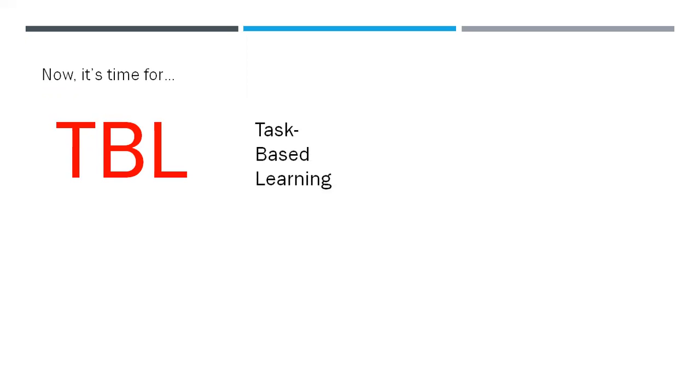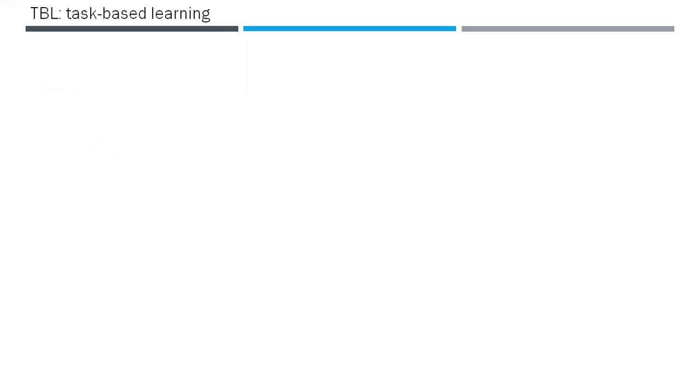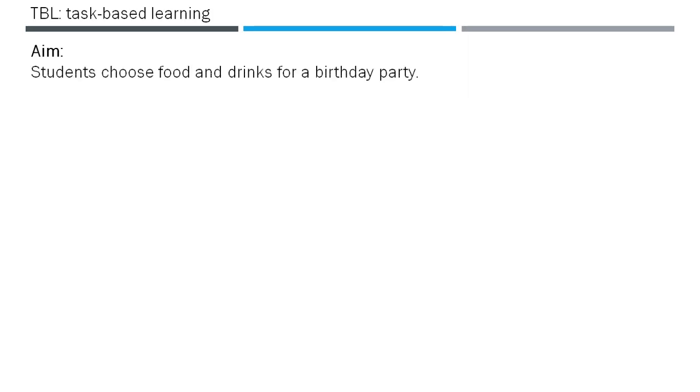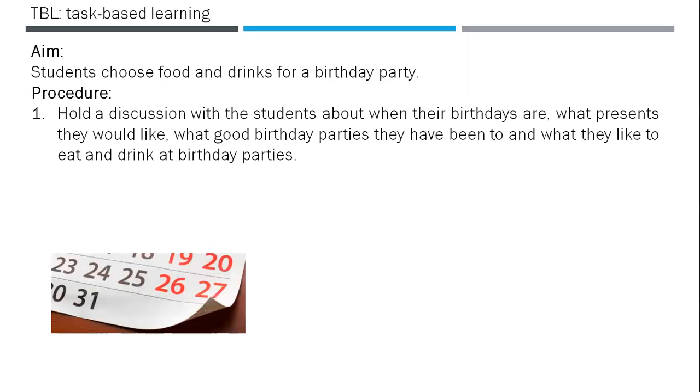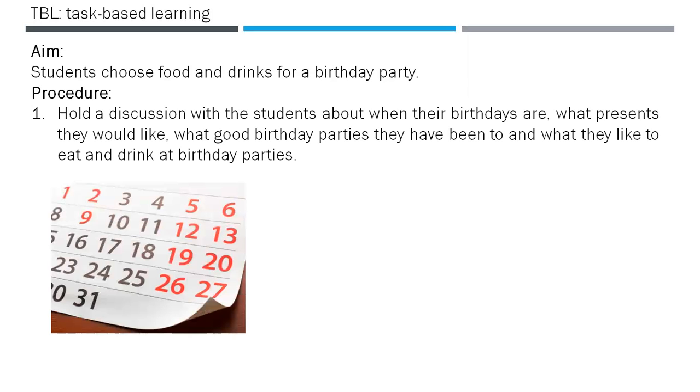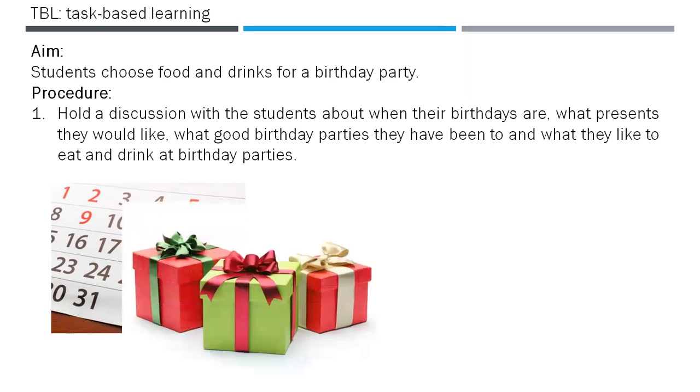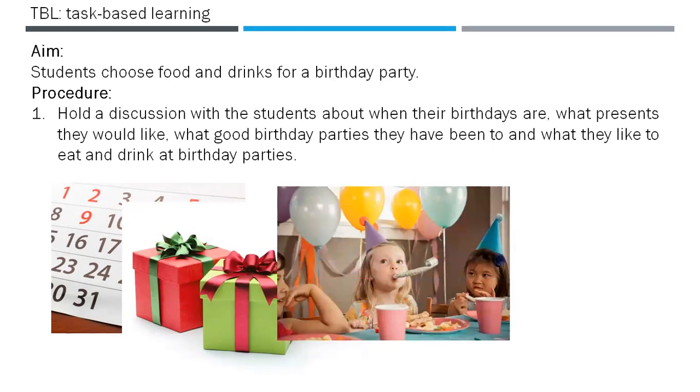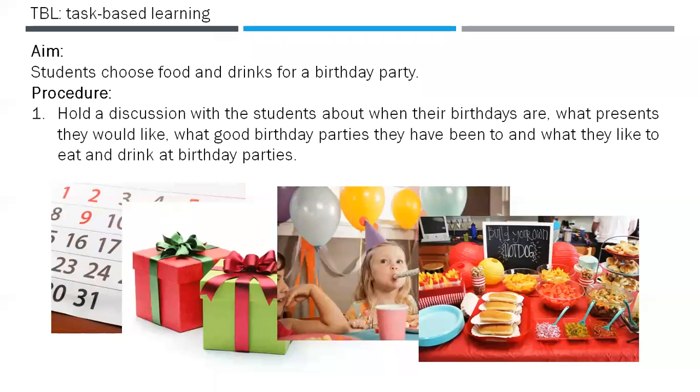Now it's time for TBL. So, task-based learning, something around the same kind of material, but with a different twist, with a different approach. The aim of a TBL lesson would be stated in a different way: students choose food and drinks for a birthday party. The procedure. Again, we'll do stages. First, hold a discussion with the students about when their birthdays are, what presents they would like, what good birthday parties they have been to, and what they like to eat and drink at birthday parties.